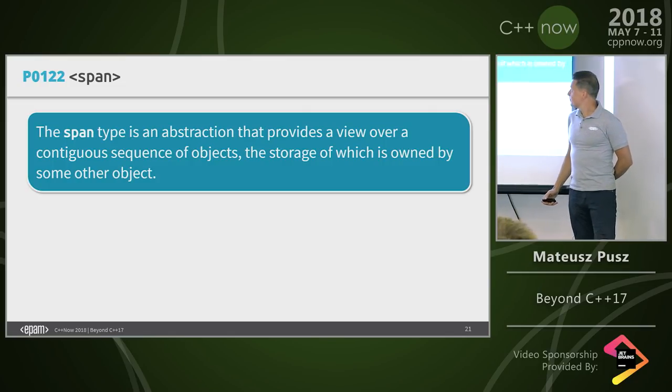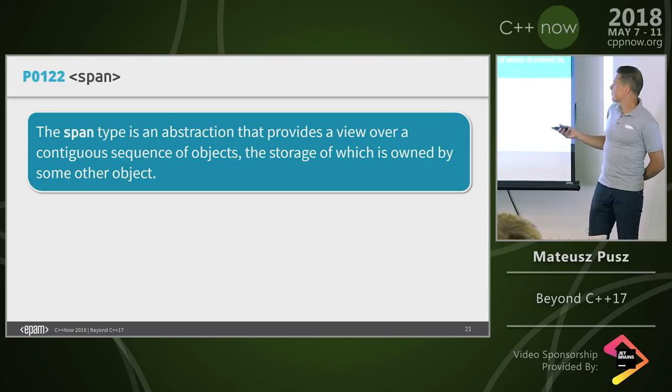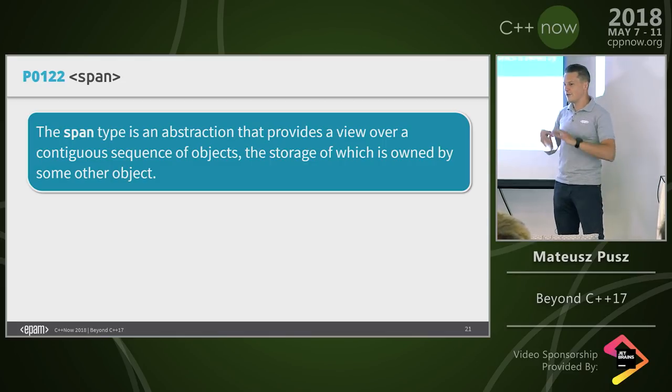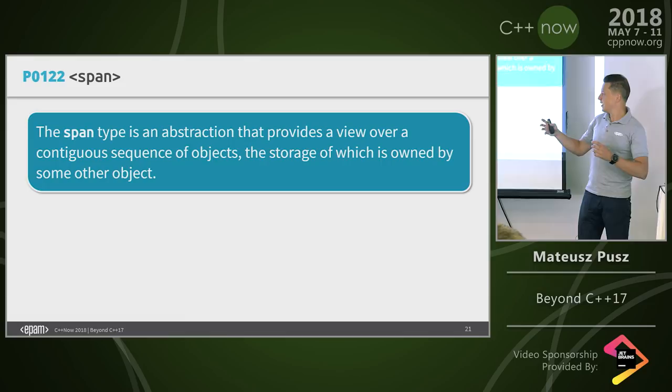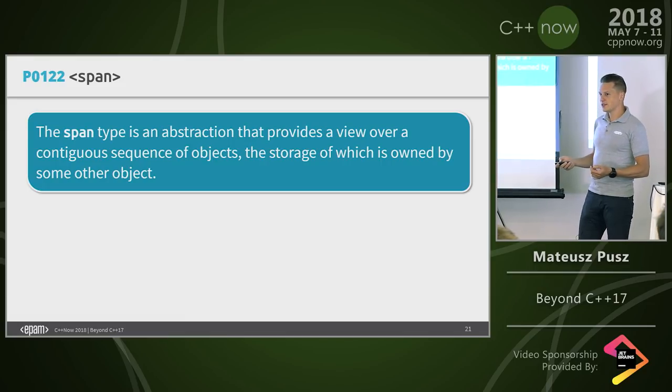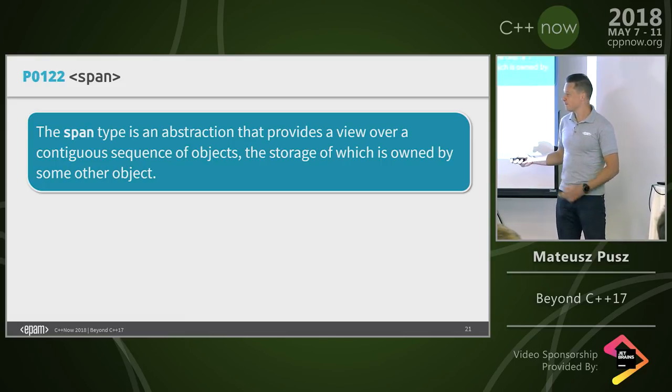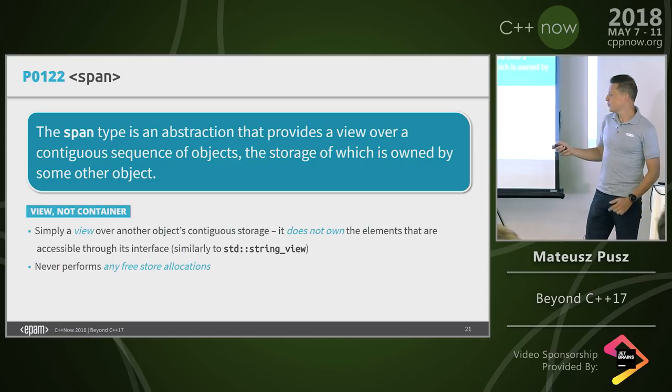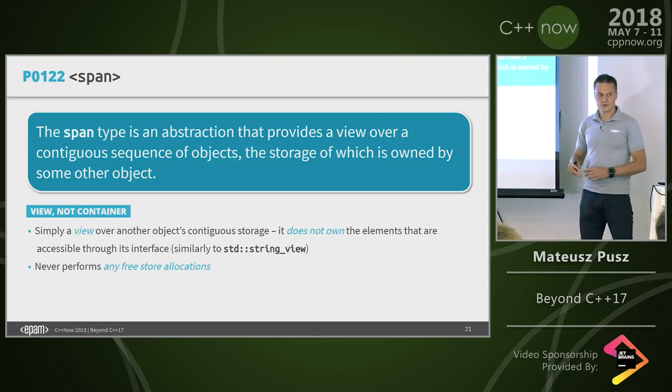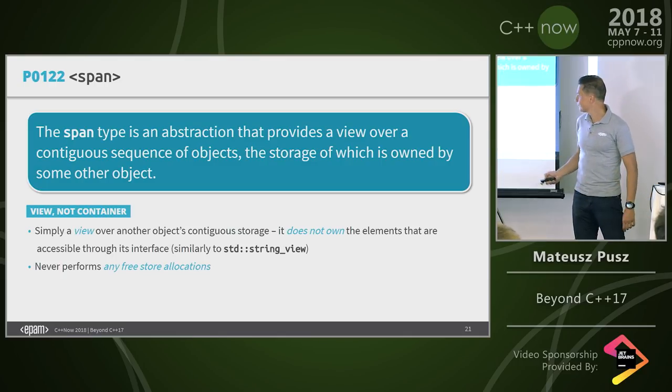The next feature is span. Span is an abstraction. It's like a view on a contiguous sequence of elements. It's like string views, but for data. It's a view, not a container, yes? So it doesn't allocate things, it doesn't own things. It's a reference-like type.